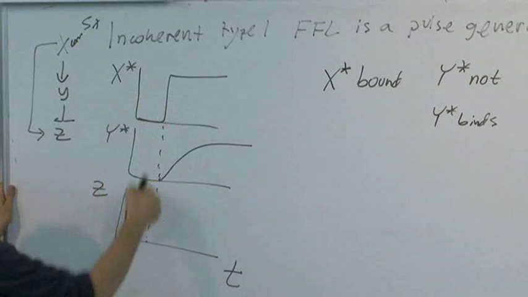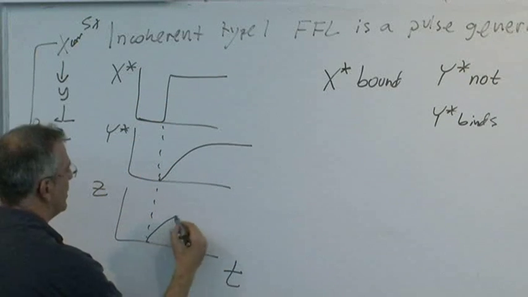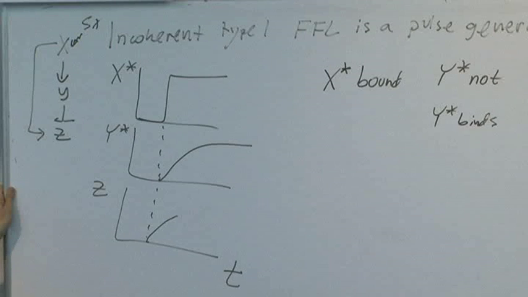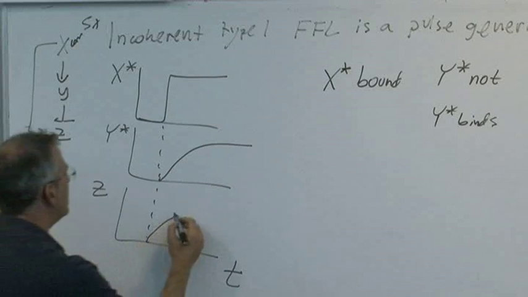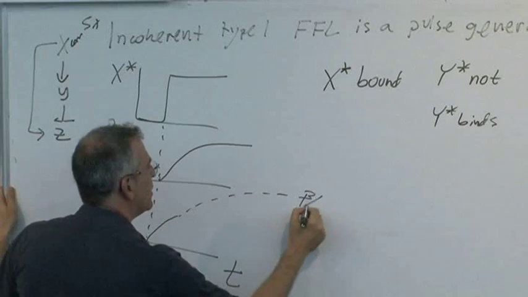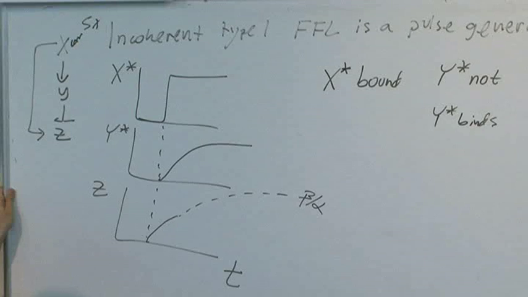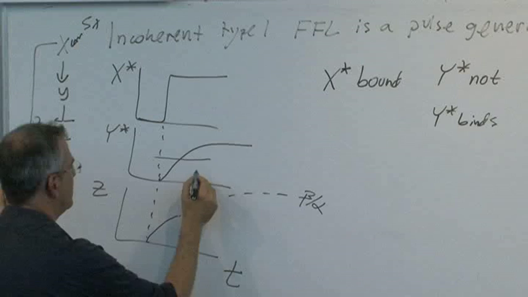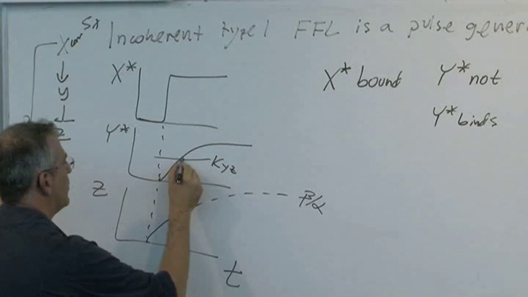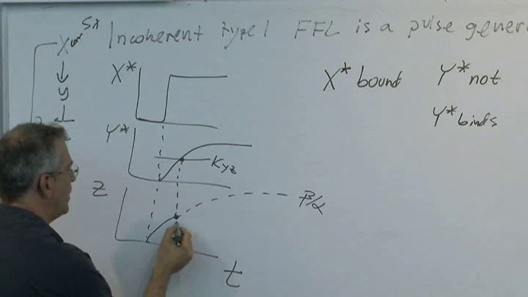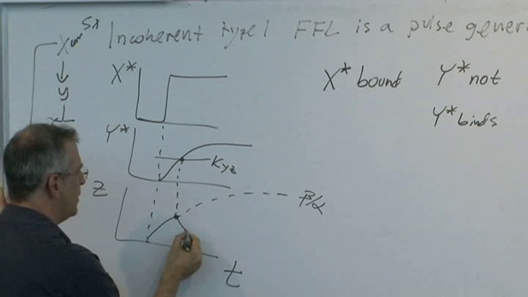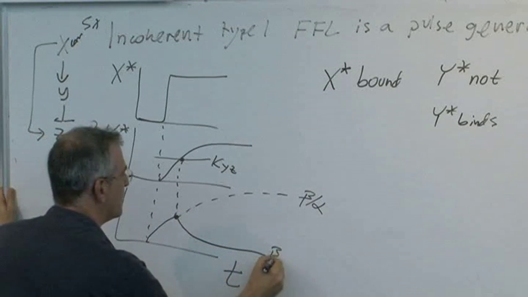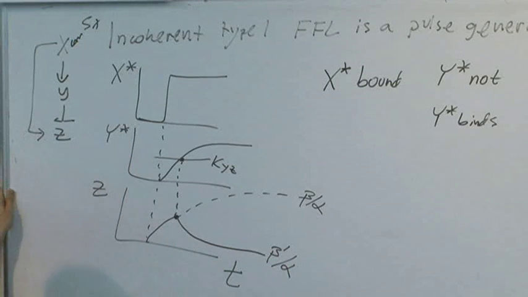So when X star binds, we have a nice production of Z. If there was no Y star, if we deleted it from the chromosome, for example, Z would go high to its steady state. But Y crosses its activation threshold, and at this point, Z transcription stops and goes down to a different steady state, which is smaller. Maybe down to 0, depending on beta prime.